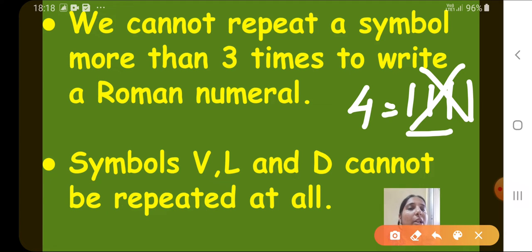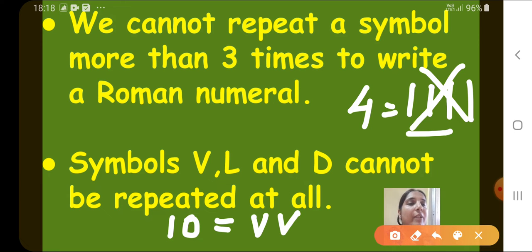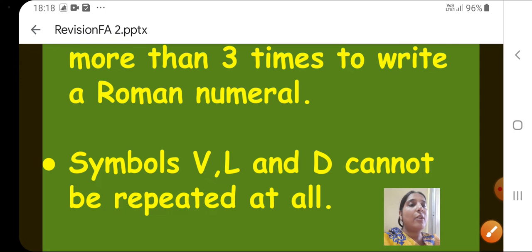Then according to rule number 2, V, L and D cannot be repeated at all. Suppose you have to write 10. If you think you should write VV twice to write the number 10, that will also be wrong, because for writing 10 we already have the symbol X, isn't it? Therefore the symbols V, L and D cannot be repeated at all.